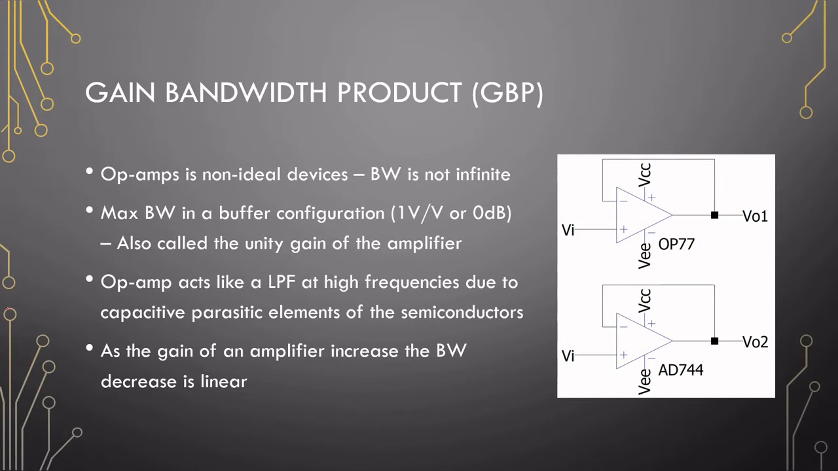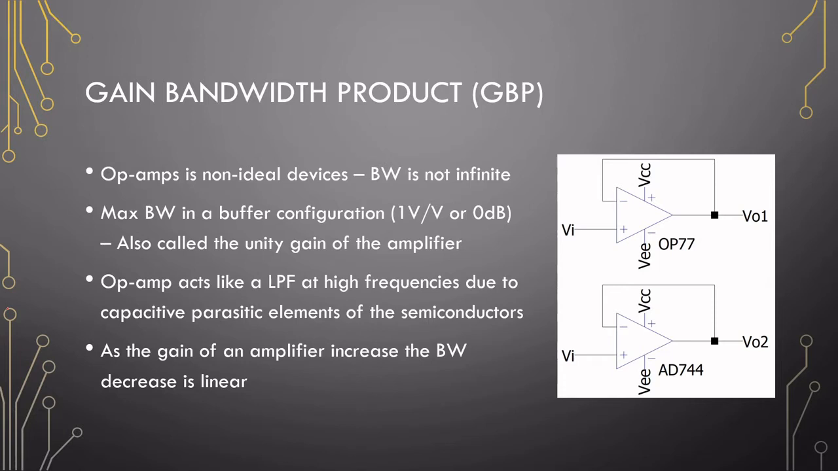So, the op amp at unity gain starts to act like a low pass filter. Every semiconductor element inside the op amp has parasitic capacitive effects, and all these capacitors try to cut off the output. So, what does the unity gain mean for us? If we increase the gain of the amplifier, the bandwidth will decrease, and this is a linear process. So we can predict what the bandwidth will be at certain gains.